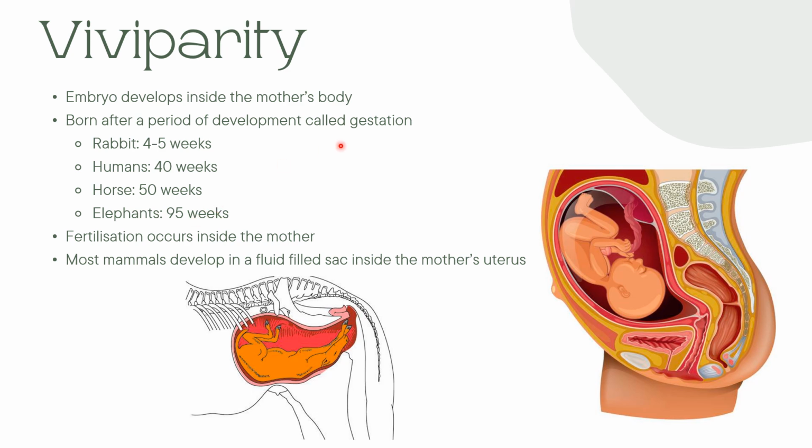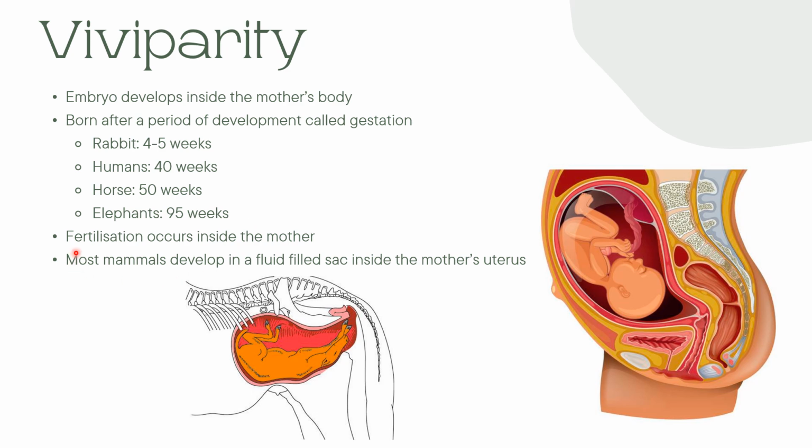Obviously, there are biological advantages and disadvantages for the length of gestation, and I want you to think about that. Why would it be advantageous for a rabbit to only have 4 to 5 weeks of gestation, and what are the disadvantages of that as well? Or what are the advantages of an elephant having a very, very long gestation period, and what are the disadvantages of this too?